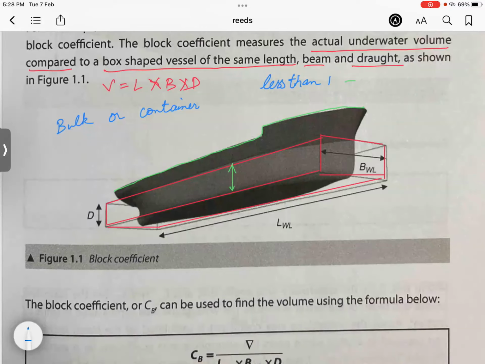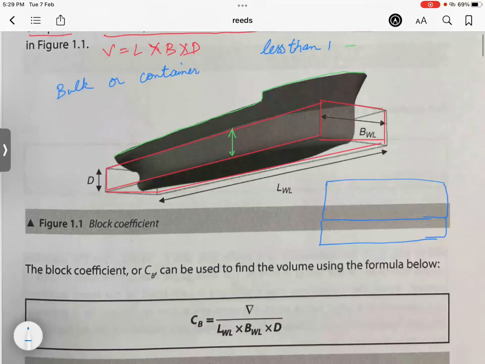Containers. See, I would like to tell you, if you need block coefficient more, your vessel should be more like a cube, right? More box. Have you seen box barges in the ports? They are made like a box, then they are towed by the tugboats. Bunker barges. They have their block coefficient almost equal to 1 because they're made like a box.